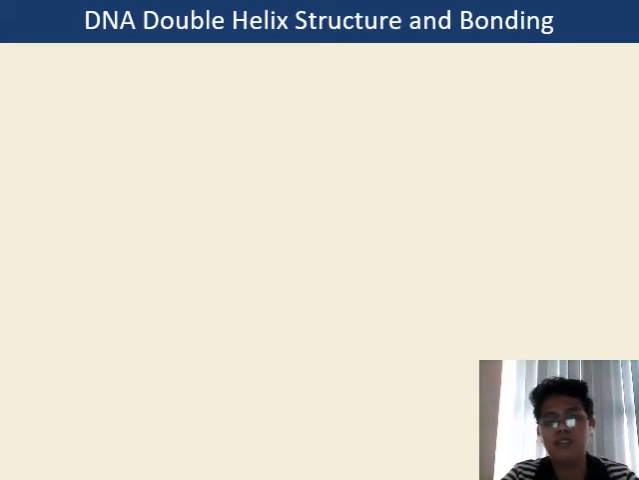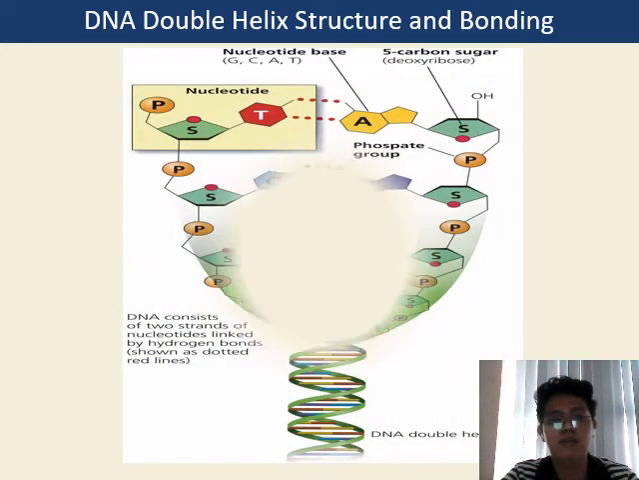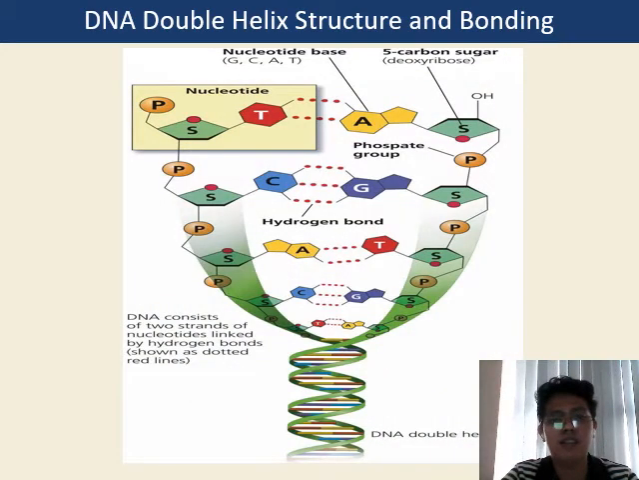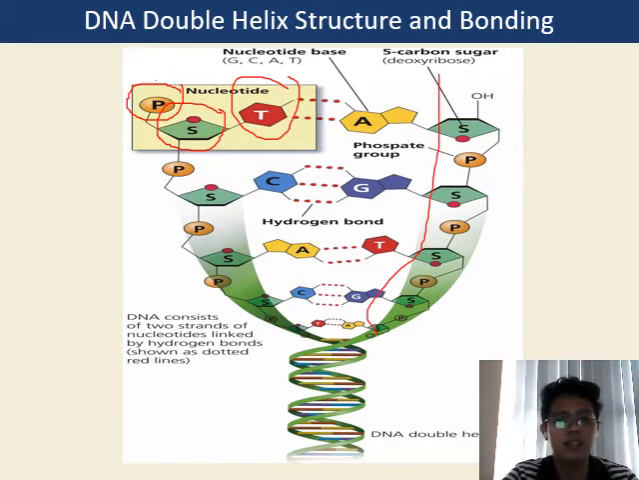Now this illustration shows you the DNA double helix structure and the bonding. So a while ago we've said that a nucleotide contains a phosphate group, a 5-carbon sugar, and its nucleotide base. So a chain of this nucleotide is what we call a DNA strand. And a DNA is made up of 2 strands linked together. So here is the first strand and here is the second strand. So they are linked together by a hydrogen bond.